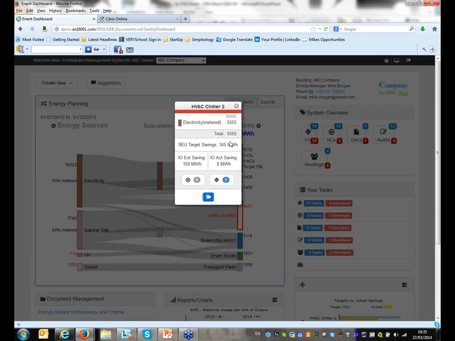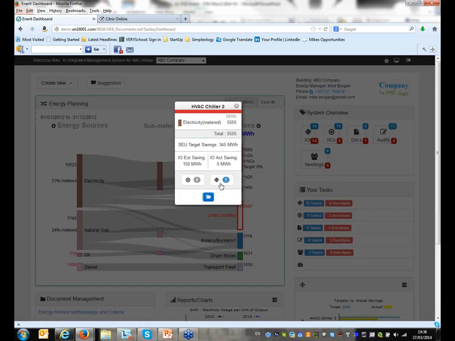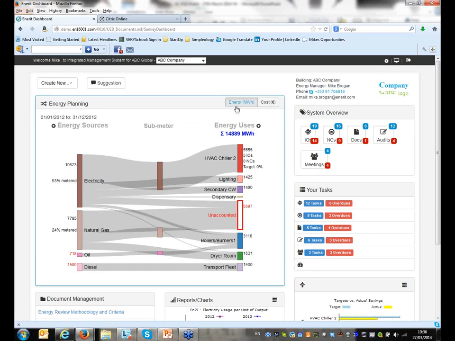We can drill in and see, for example, our HVAC chiller 2 energy use. We can see its electricity consumption. We can see the targets we've set for this is 345 megawatt hours. We can see we've got some improvement opportunities already identified, which can give us a potential of 150 megawatt hours. We have no actions done yet. And we can drill right down and even see the list of improvement opportunities associated with this significant energy use. We can also drill into the detailed information if we need to. So that gives a flavor of the linkage between our energy review, our energy sources, our energy uses, right through to the identification of improvement opportunities.